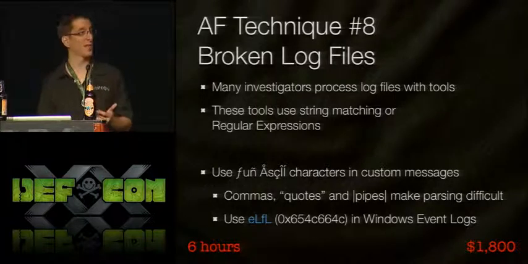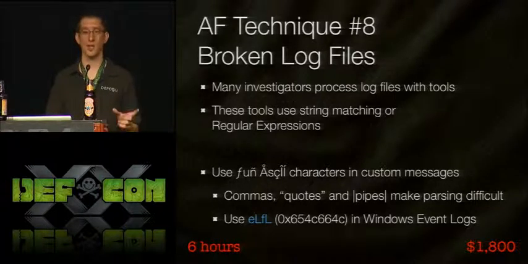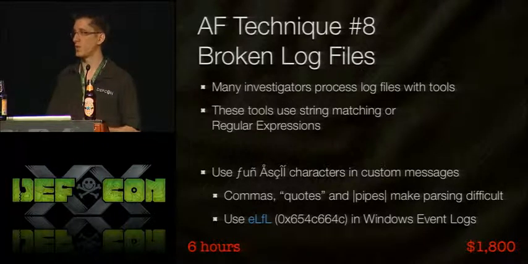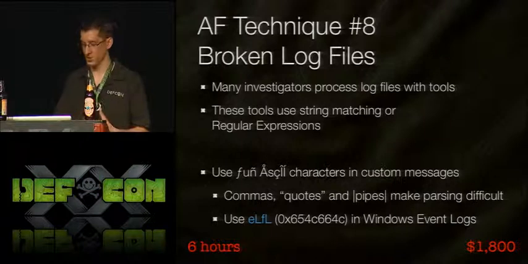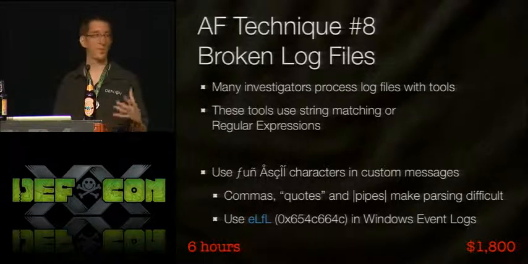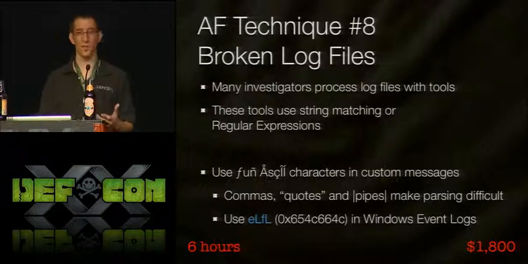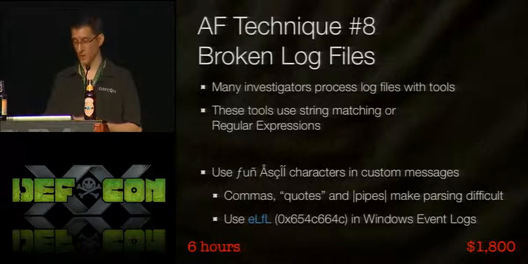Another thing you can do is to add delimiters within the text of the error messages. If you can customize some of these event messages, you can add commas, you can add quotes, you can add pipes, and parsing will be very difficult. If the parser is trying to parse each record by a comma, it won't work, or any of these other delimiters.